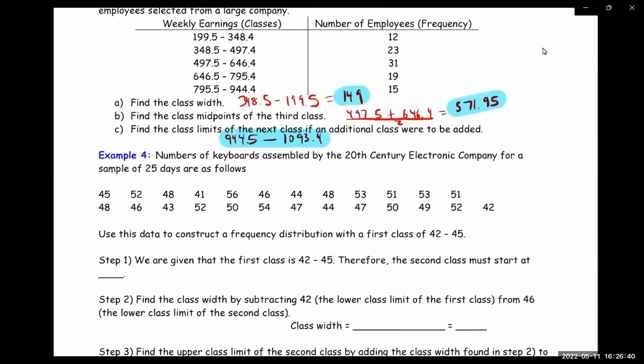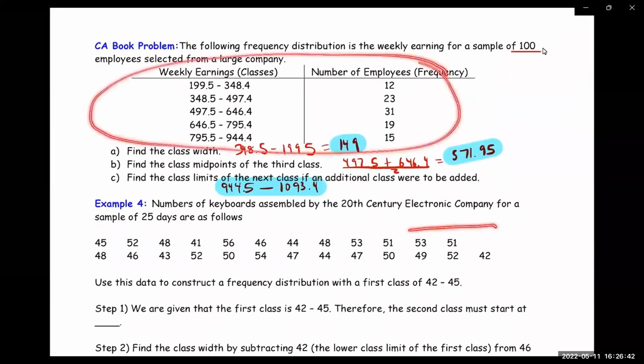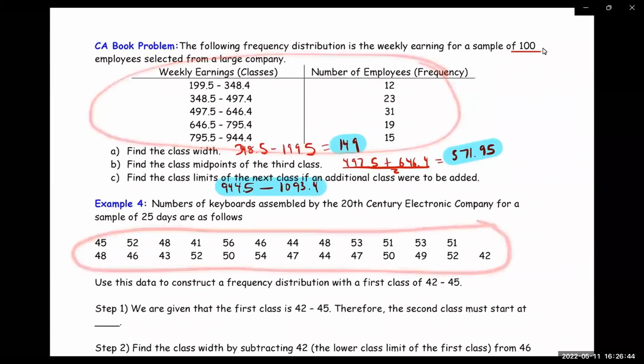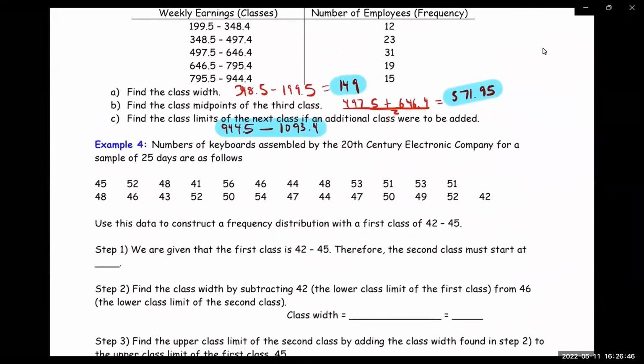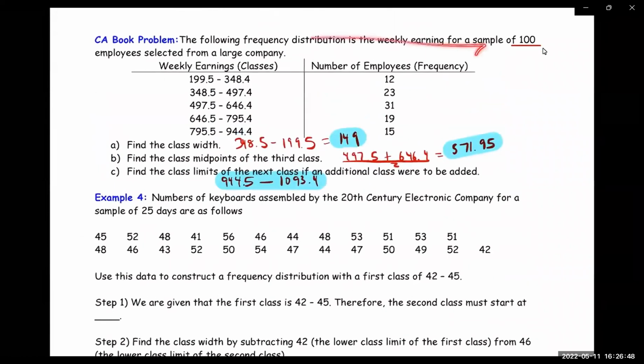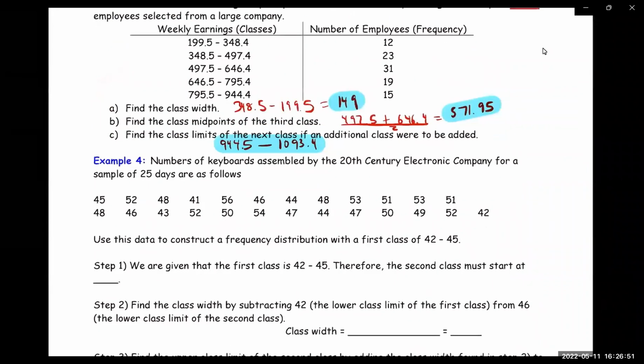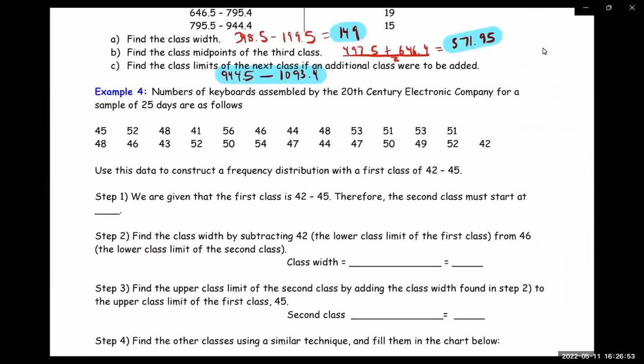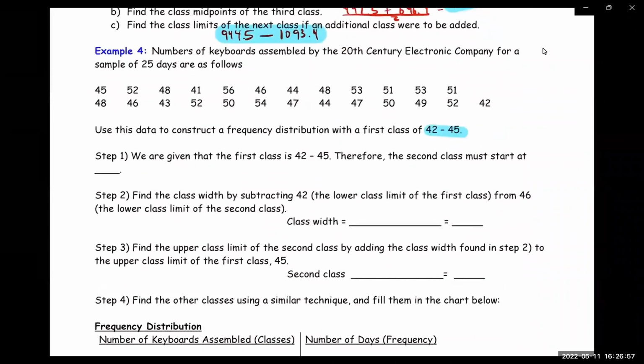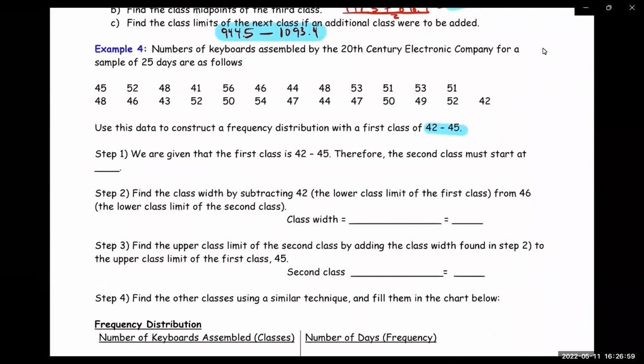So this time they don't give us the frequency distribution, they only give us the data, and we are expected to create a frequency distribution table. And luckily for us, they give us the first class. All right, so it says here the first class is 42 to 45.